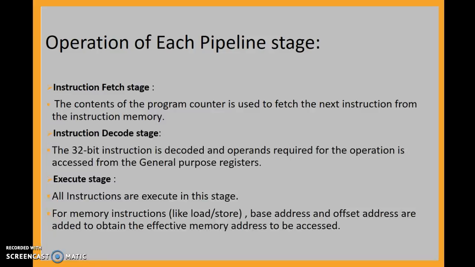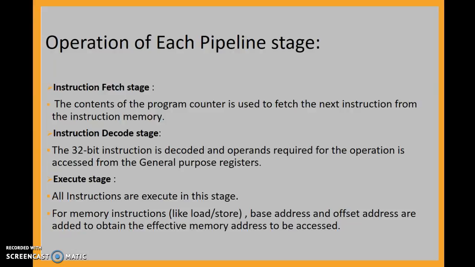So let's understand what happens in each pipeline stage. While you're fetching an instruction, there is a register called program counter, which is used to fetch the next instruction from the instruction memory. So the program counter keeps incrementing and fetches the next instruction to be executed from the instruction memory. Next, the instruction decode stage. Once we get the instruction, which is 32 bits, it is decoded. It has different fields, and the fields are read and decoded, and the type of operation to be performed is determined, and it is accessed from the general purpose register.